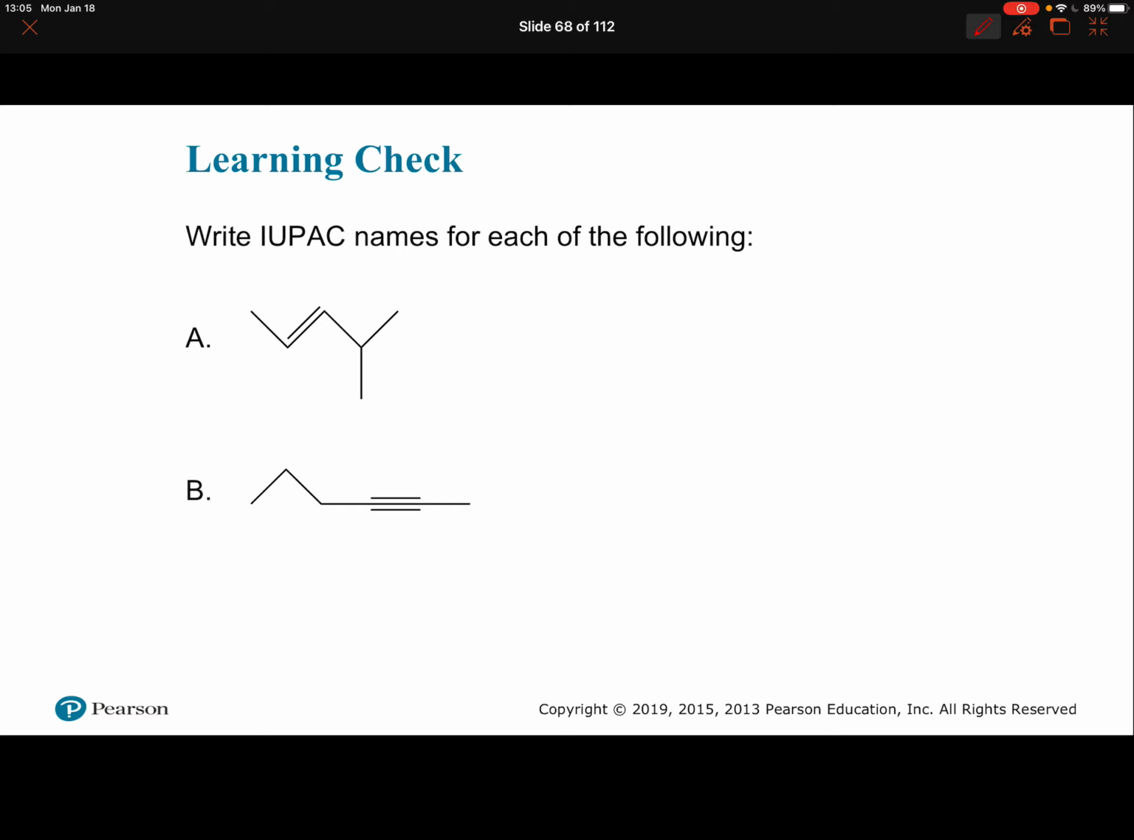Okay, so let's name these. Let's write the IUPAC names for them. We'll start off by analyzing these structures and figuring out how many carbons they have, okay? So this one, A here, looks like it's a 1, 2, 3, 4, 5. So a 5 carbon chain.